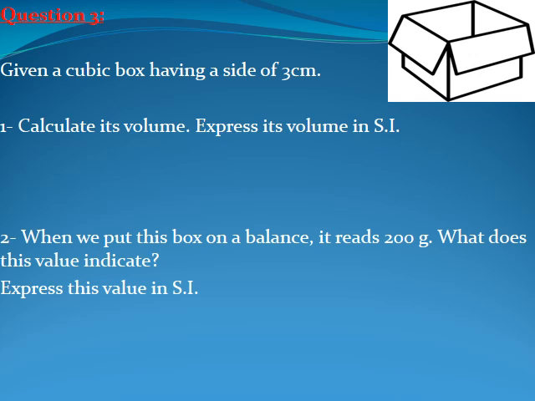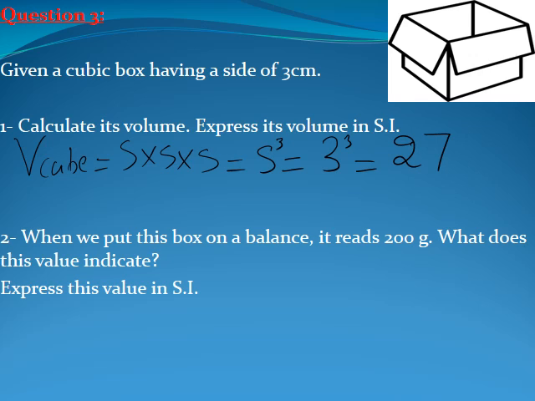Mr. Ali. Given a cubic box having a side of 3 centimeters, it has the shape of a cube. So, calculate its volume. What is the volume of a cube? Volume equals A times A times A, or side times side times side, the same as side to the power 3, equals 3 to the power 3 equals 27. 27 what? Centimeter cube. Don't forget the unit. Centimeter cube.